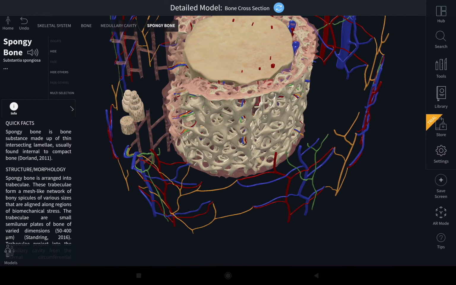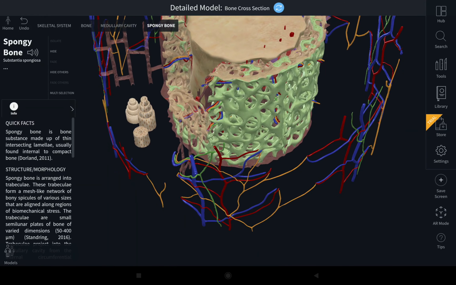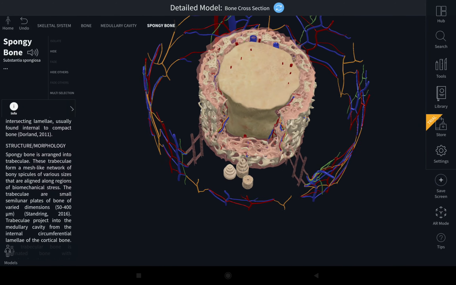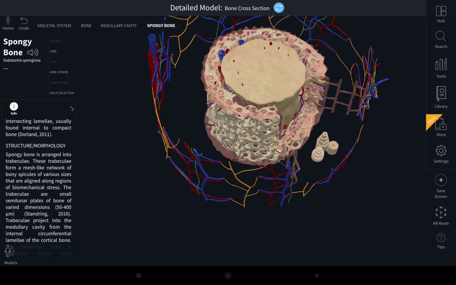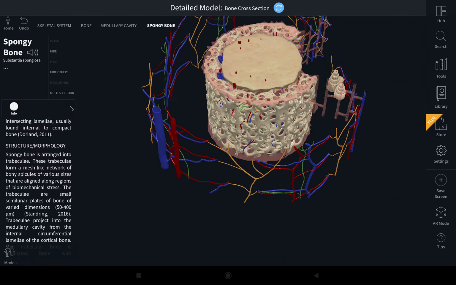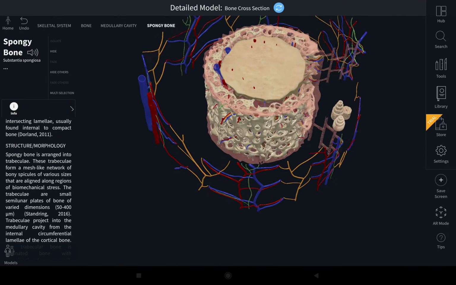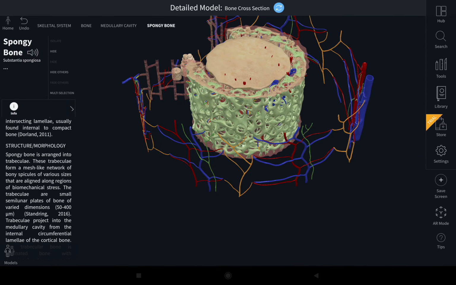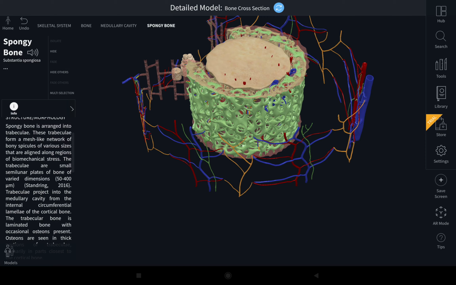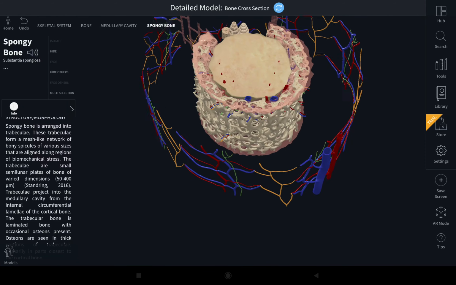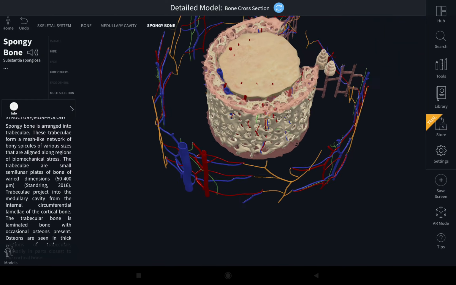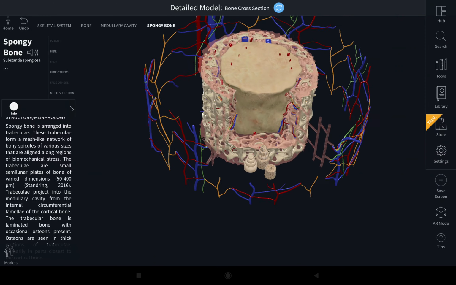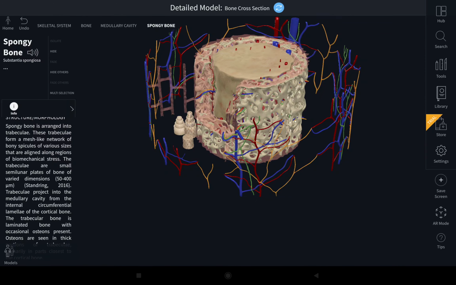Structure or morphology. Spongy bone is arranged into trabeculae. These trabeculae form a mesh network of bony spicules of various sizes that are aligned along regions of biomechanical stress. The trabeculae are small semilunar plates of bone of varied dimensions, 50 to 400 micrometers. Trabeculae project into the medullary cavity from the internal circumferential lamellae of the cortical bone. The trabecular bone is a laminated bone with occasional osteons present.